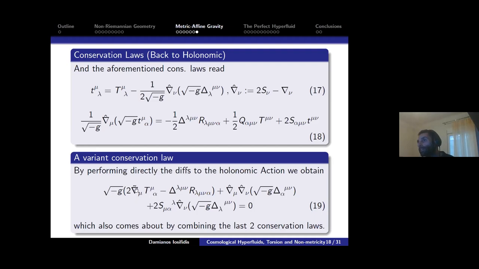So in GR, what we have is that this covariant derivative is zero. So for the energy-momentum conservation, we see now that this is not zero. If we have hypermomentum, we see that we have additional forces that have to do with the microstructure of matter, which is encoded in the hypermomentum tensor.